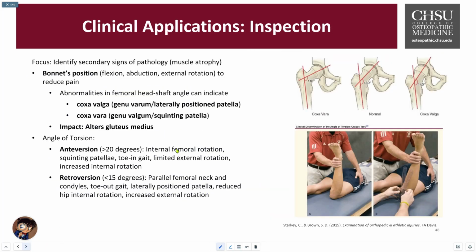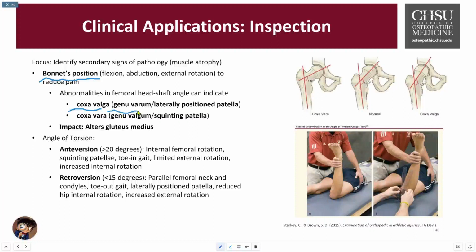Another clinical application is simple inspection of the patient's legs, and some signs include Bunnett's position. This is when a patient might stay in a flexion, abduction, external rotation, just to reduce any kind of pain. Sometimes abnormalities could develop as a result of the femoral head and shaft angle that we talked about. The first condition is called coxa valga. Coxa valga is oftentimes where the leg is shifted so that the position of the patella, the kneecap, is more lateral.